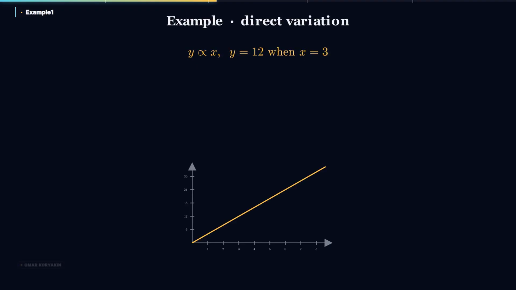Example 1. Y varies directly with x. We are told y equals 12 when x equals 3. Find the constant k, then find y when x equals 7. The line below is the answer's graph plotted as we go.